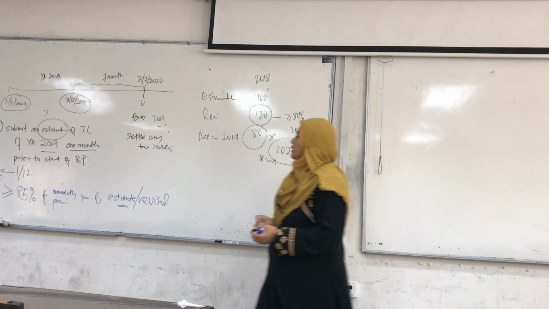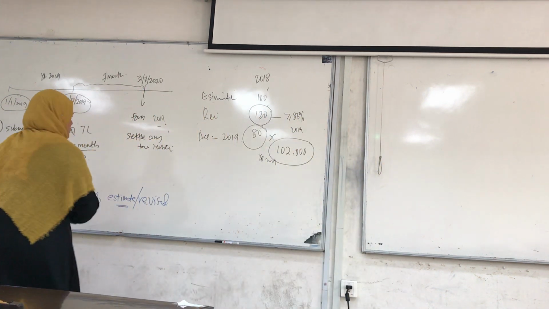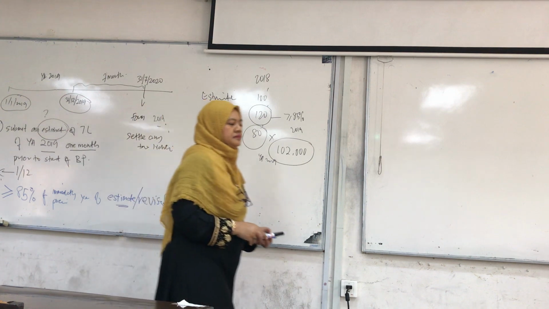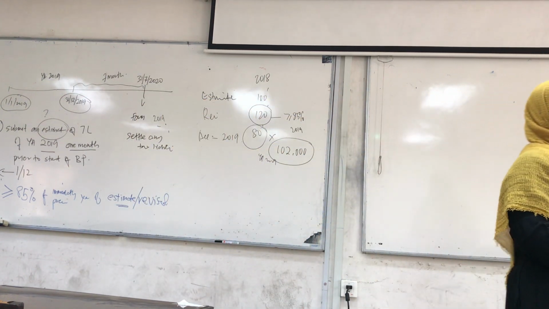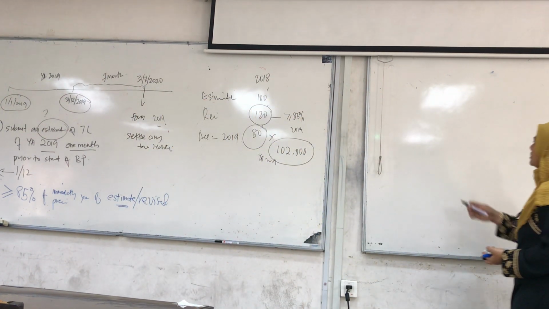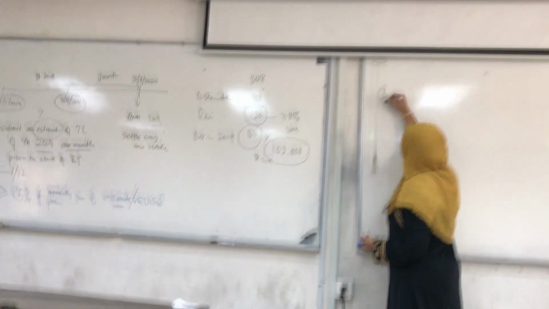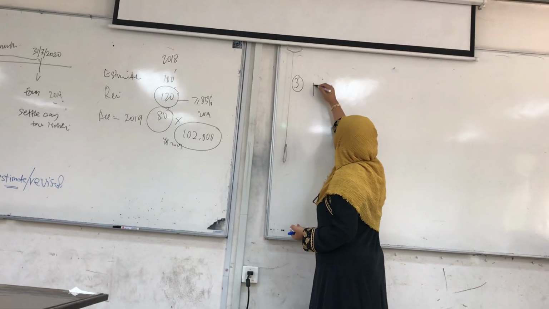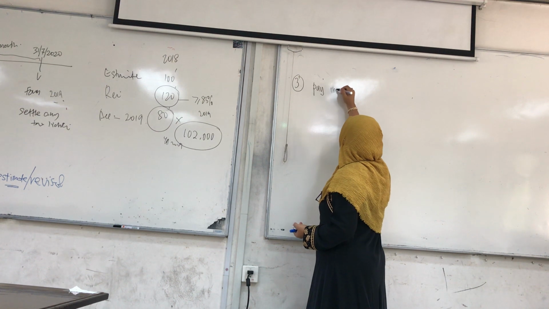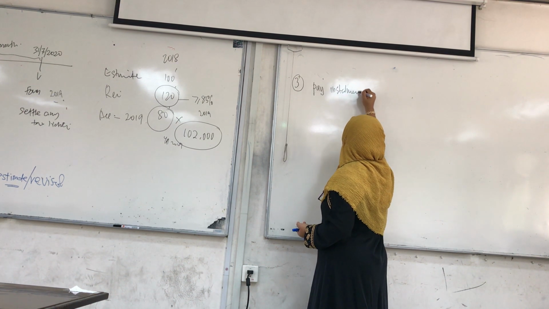Good. Once you know that that's the estimate of tax liability for 2019, next, of course, what you have to do is pay the installment payment.